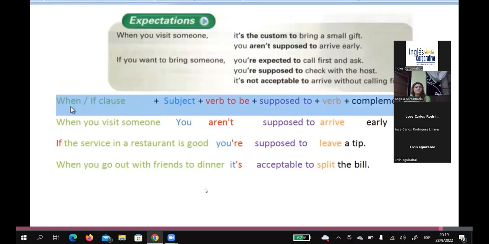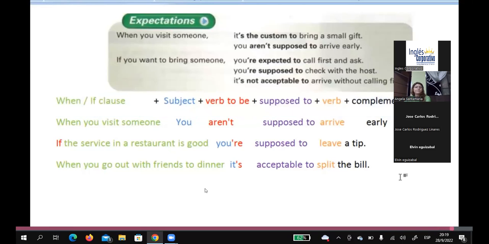So what I would like for you to do now is think about lots of cultural aspects from your country. So for example, what are you supposed to do when you're invited to a wedding? What are you supposed to do before you get married? And then you want to share what's the custom, what are you supposed to do, what are you expected to do, and then make lots of different sentences related to cultural aspects.